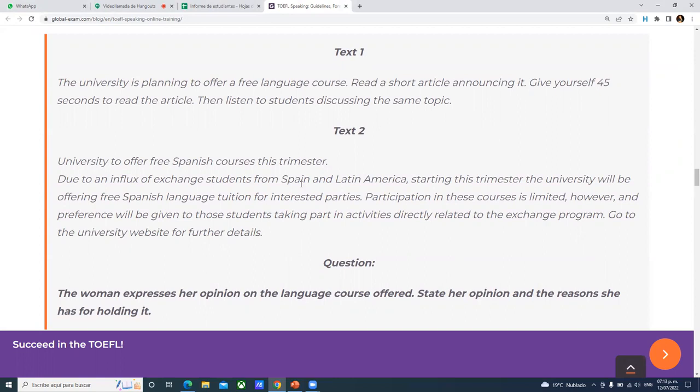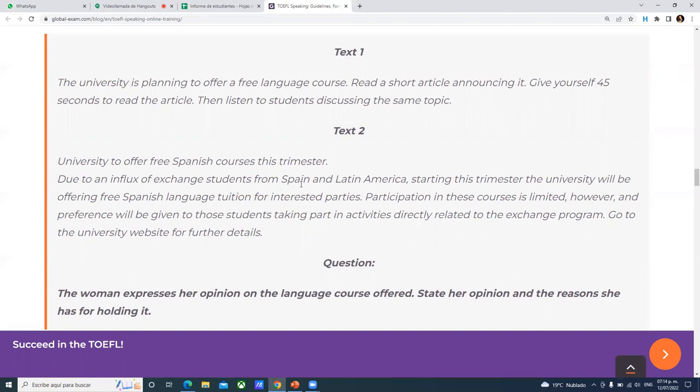University to offer free Spanish courses this trimester. Due to an influx of exchange students from Spain and Latin America, starting this trimester, the university will be offering free Spanish language tuition for interested parties.